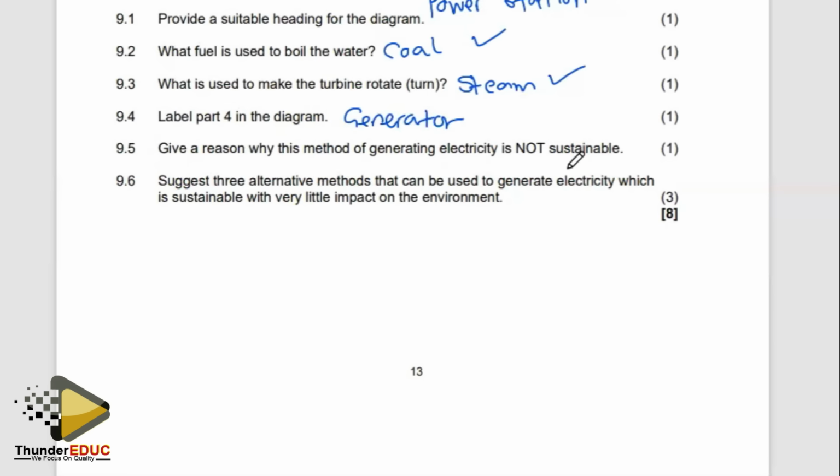Give a reason why this method of generating electricity is not sustainable. Remember, coal is a fossil fuel, so it cannot be replaced. It's non-renewable. So it is not sustainable because it will finish. So you are giving a reason to say coal, because we need to know that you know that coal is a fossil fuel. Coal is a fossil fuel, and it cannot be replaced. That's coal. And we move on to 9.6.